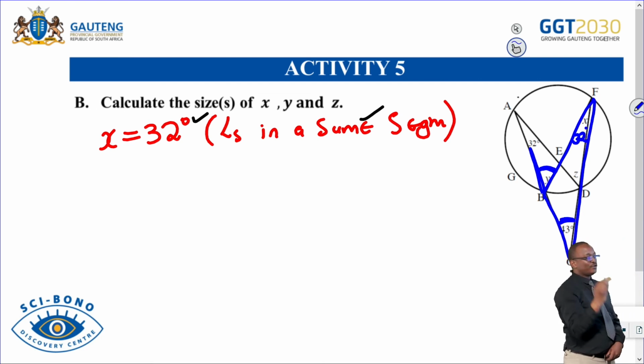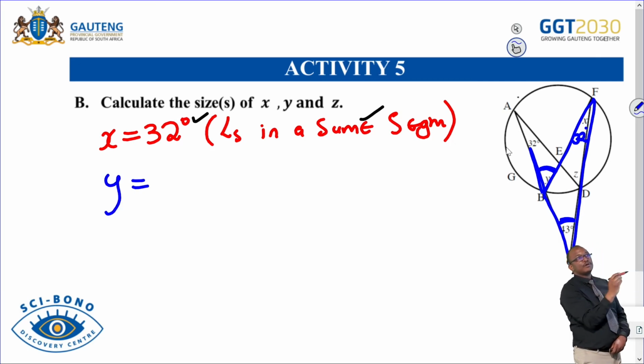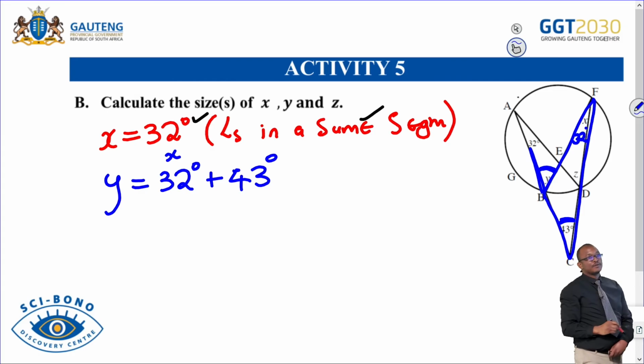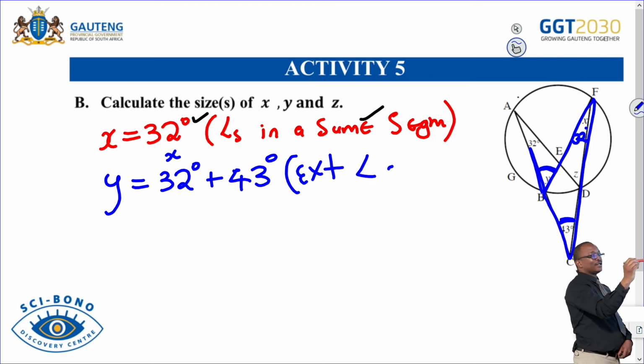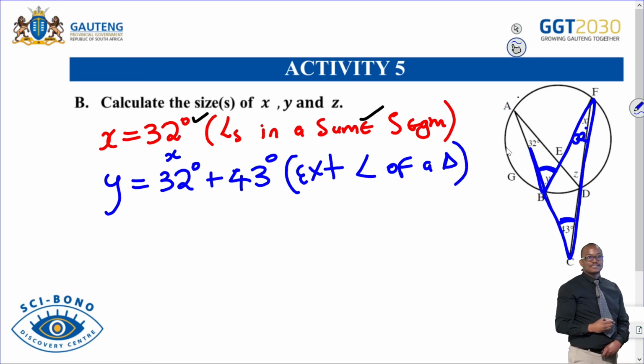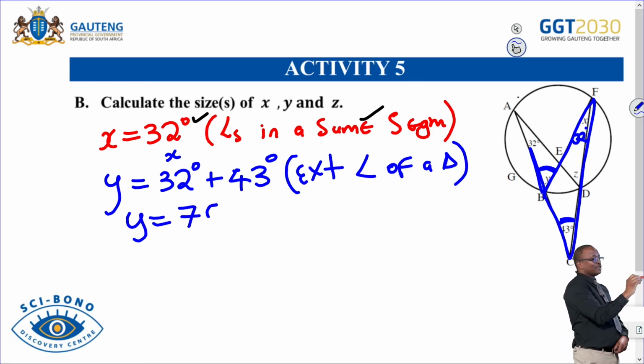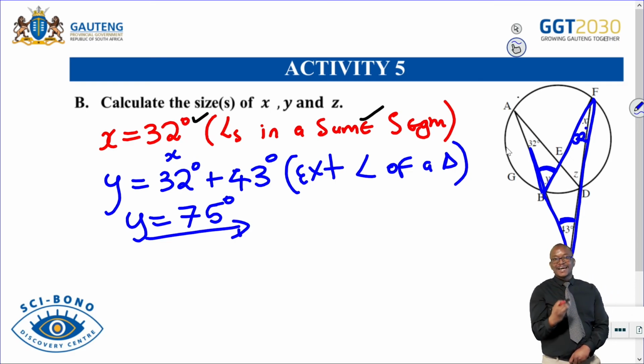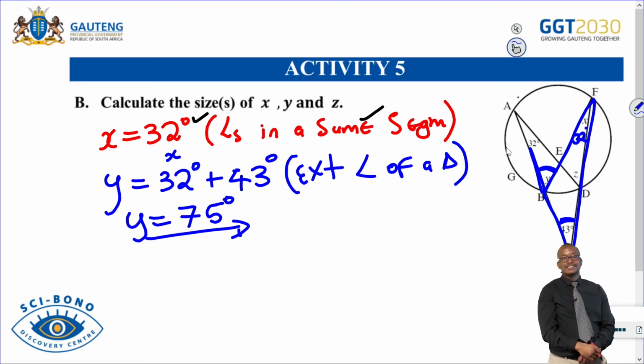So for you to get y, we can simply say y is equal to 32, which was the value of x, plus c, which is what? 43. 32 plus 43, then you will say now it's what? Exterior angle of a triangle. That's how you will give your reasons there. It's an exterior angle of a triangle. Then what will be the value of y? If you say 43 plus 32, you are going to get your nice 75 degrees there. So that's when we say we analyze this type of diagrams. You must analyze the diagrams.